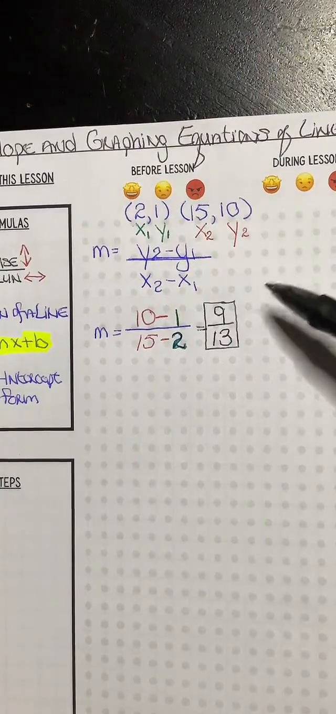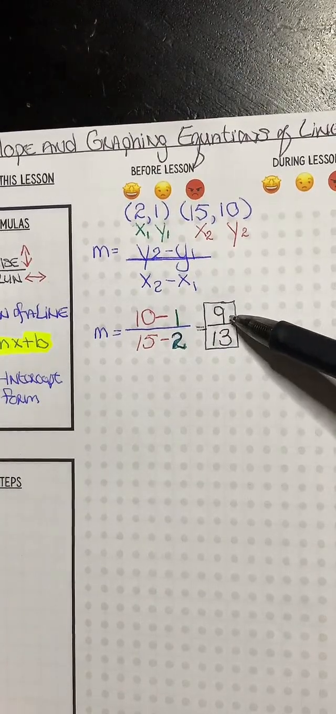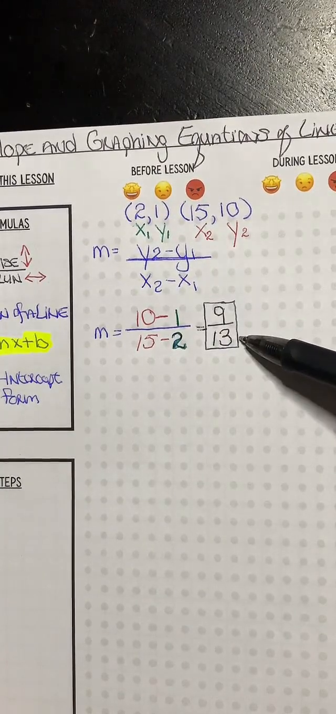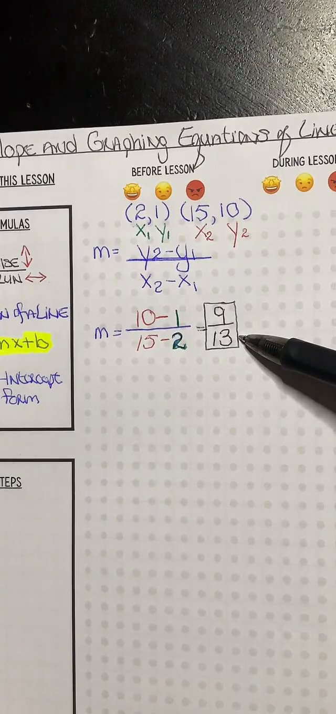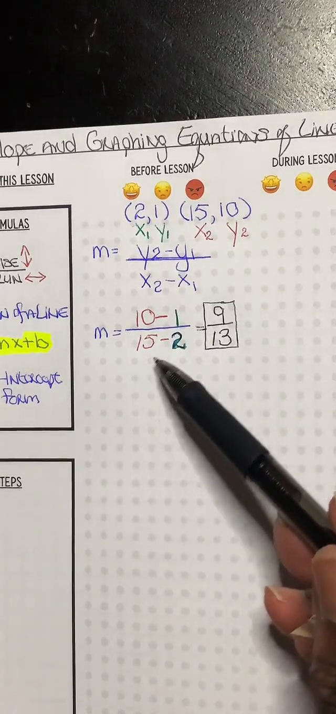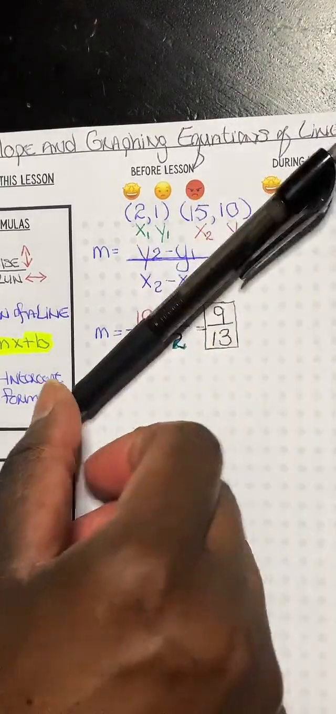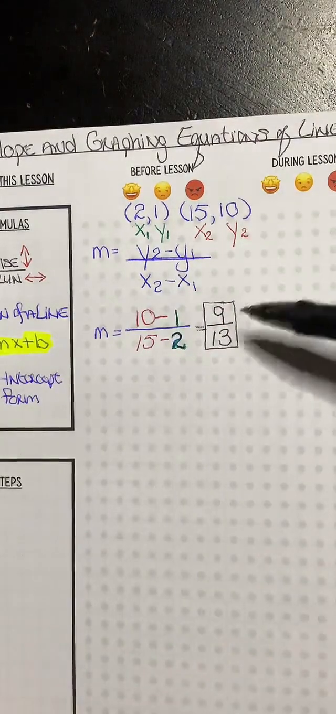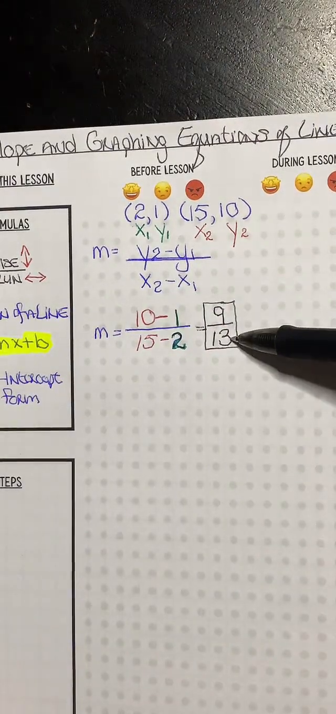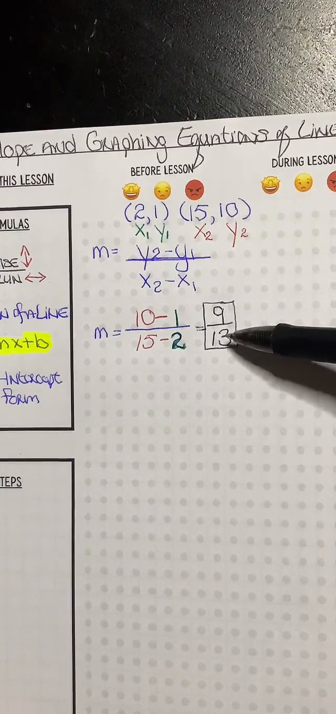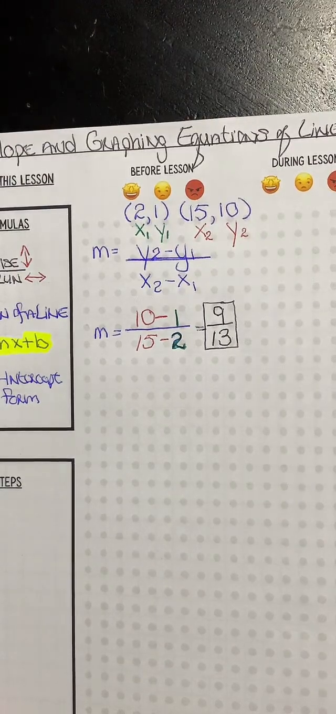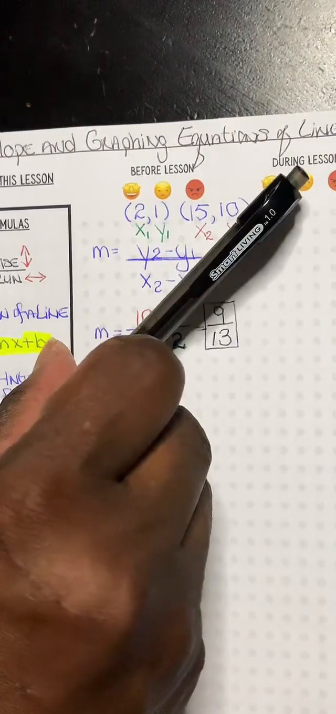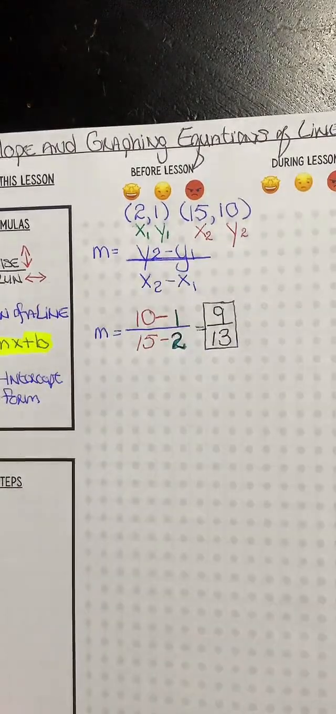So where I start, I'm going to go up 9 and over to the right 13 so I can plot my next series of points. And I just keep repeating that pattern, and eventually you're going to see a nice positive slope. And how do I know it's positive? Because my 9 is positive, my 13 is positive, and a positive divided by a positive gives me a positive slope. So the gradient is going to be positive.